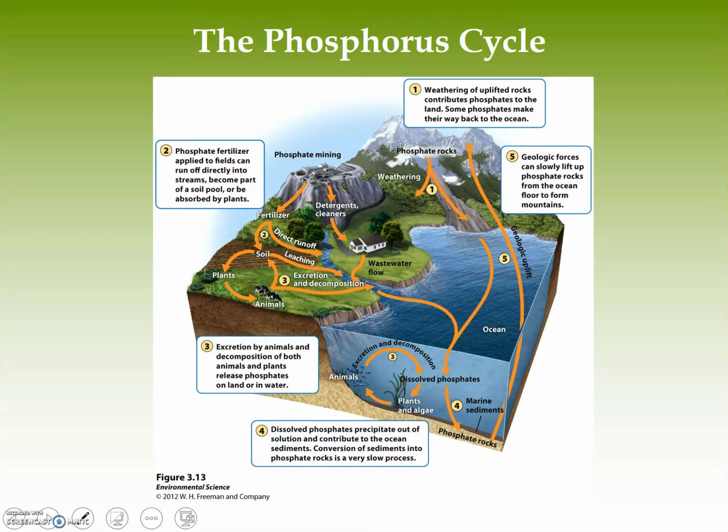The phosphorus cycle is our last cycle that we need to look at. So if we start here, weathering of uplifted rocks contributes phosphates to the land. Some phosphates make their way back into the ocean. So phosphates can work their way down into the cycle. Phosphate is important. It's a major component of DNA, RNA, ATP, all of those things, and it's required by plants and animals.